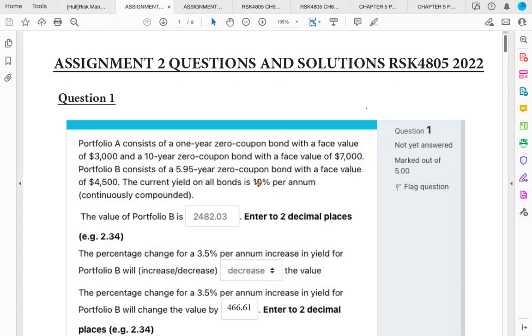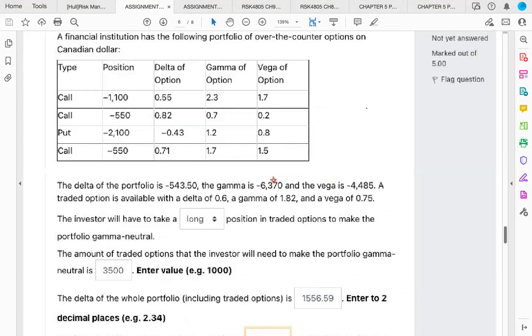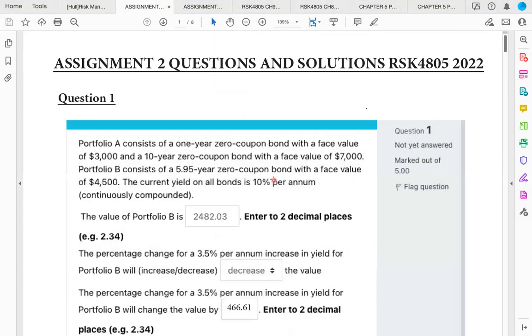So assignment 2 for RSK4805 consists of 7 questions. And from what I saw, for this particular assignment I'm going to be taking you through, the questions are mainly based on chapter 5, chapter 6, chapter 7, chapter 8, and chapter 9. Okay, the questions are mostly based on these chapters, right?